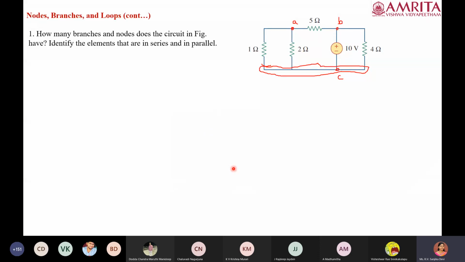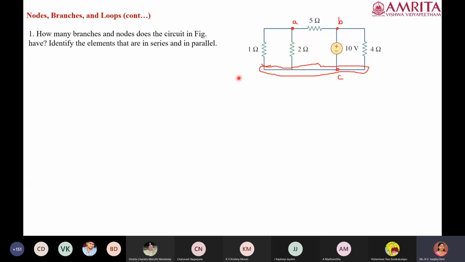So in the last class we were discussing the concept of branches, loops, as well as nodes, right? I think we discussed clearly how to define the branches, nodes, and loops, because for the later part of circuit analysis, these concepts are important. Okay, can someone tell me what is the meaning of branches?